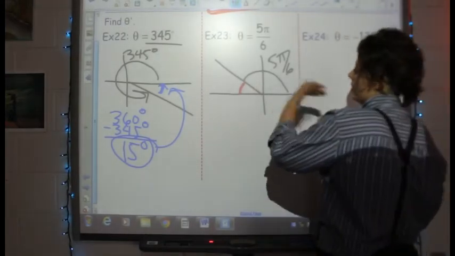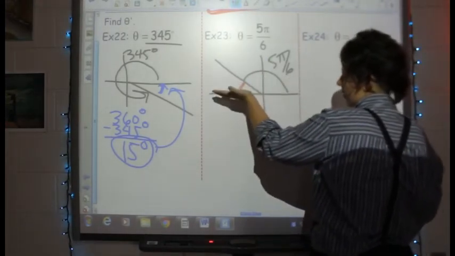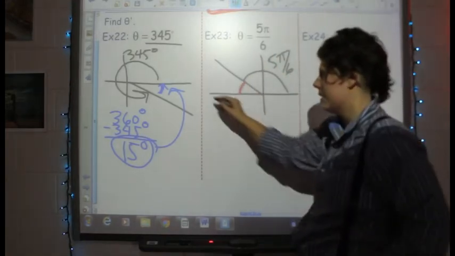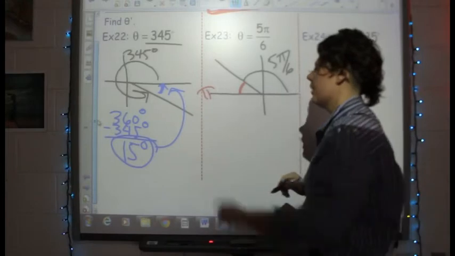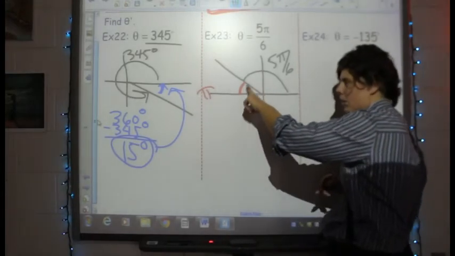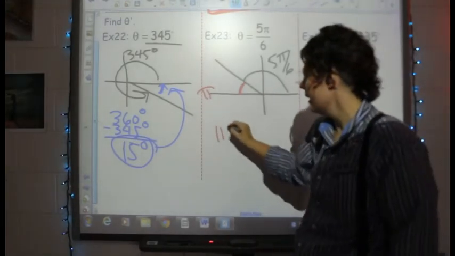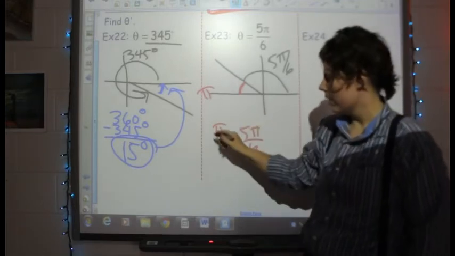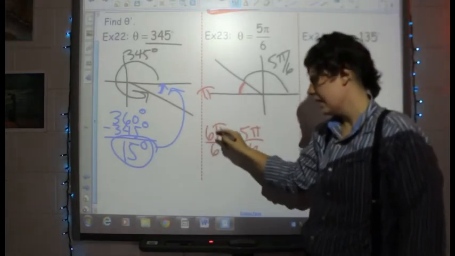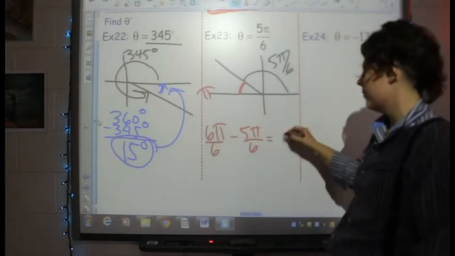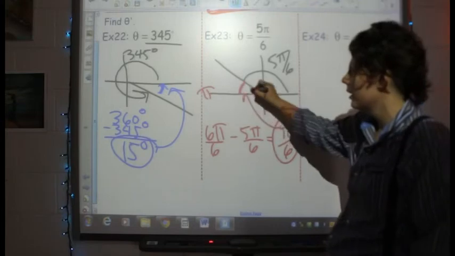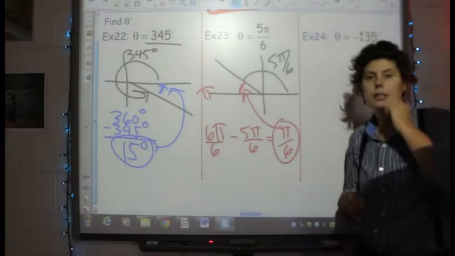So in degrees, we have 0, 90, and 180 degrees, but in radians, I have 0, pi over 2, and pi. This is pi. So if I want to find my reference angle, all I have to do is say pi minus 5 pi over 6. Keeping in mind, I could rewrite my pi as 6 pi over 6, and 6 pi over 6 minus 5 pi over 6 is pi over 6. So my reference angle here is pi over 6.